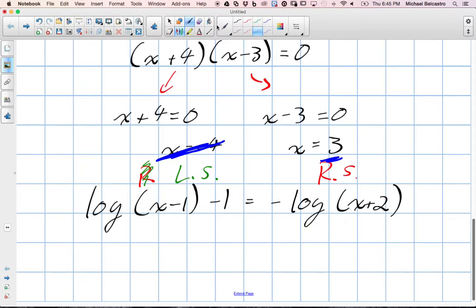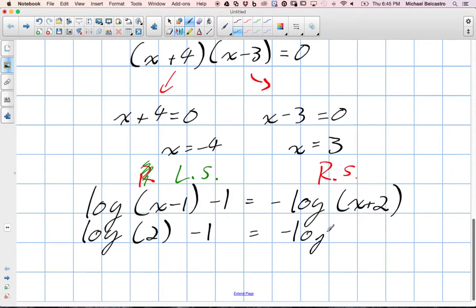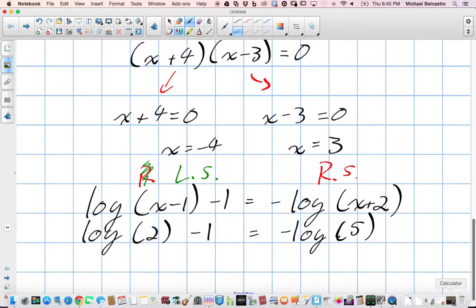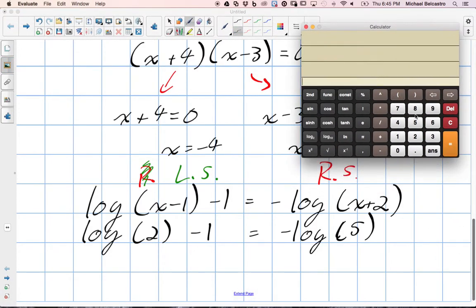We can plug in our 3, though, and see if we get it. So here we would get log, at 3 minus 1 would give us 2, subtract 1. And on our right side, we get negative log of 5. Okay. And we can plug in these values to see if the left side will equal the right side. So let's see what we get here.